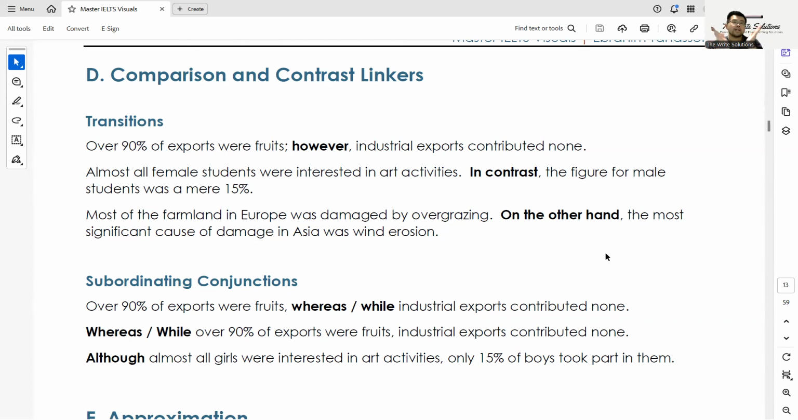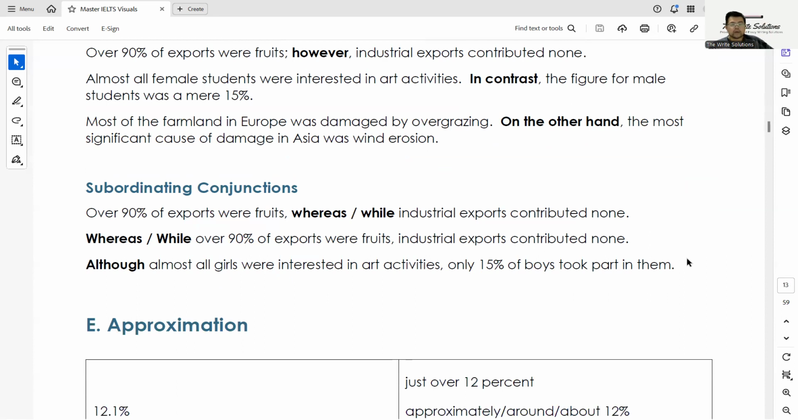Conjunctions connect 2 sentences together, 2 subjects. You and I. And is the conjunction. Here, 90% of exports were fruits, whereas or while industrial exports contribute none. On one hand, 90% of exports was this. On the other hand, industrial exports was none. So as, whereas, while. Although almost all girls were interested in art activities, only 50% of boys took part in them.